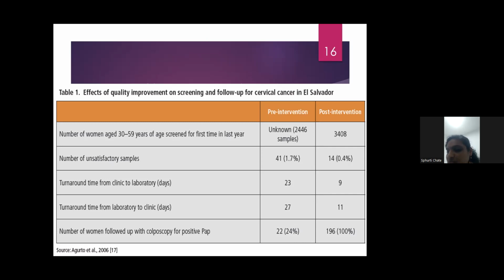There is quality improvement. So you can see here the number of women detected was initially just around 2,400. Then there is a jump of around 1,000 post intervention. Similarly, the number of unsatisfactory samples was higher initially. They were around 41, but after intervention it is reduced to just 14. So that is what this picture depicts.